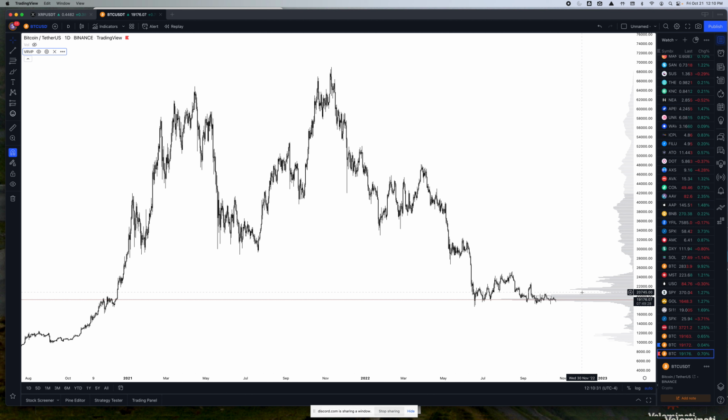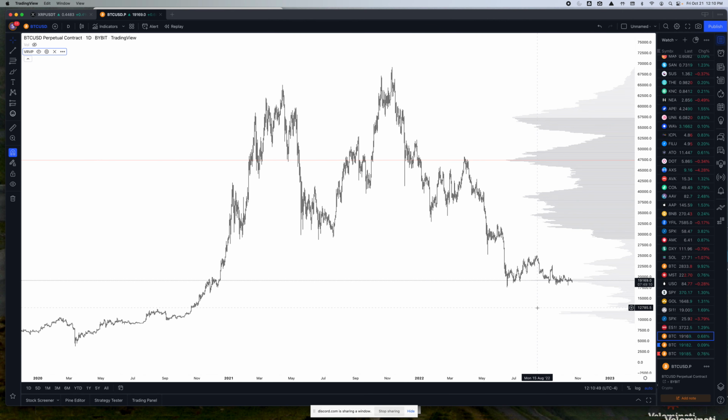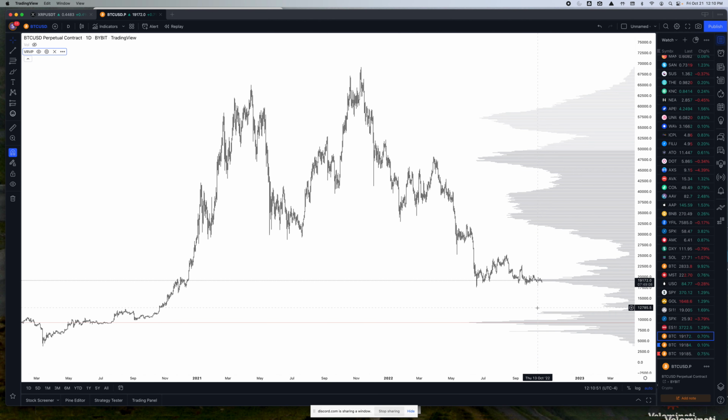Now, most of my charts are on Binance. Binance had some screwy stuff with their volume, so sometimes if I'm going to look at something like this high time frame, I'll just switch over to Bybit. And so essentially, what you're seeing here is Bitcoin going back to way back when, and you can see where all the volume is, right?